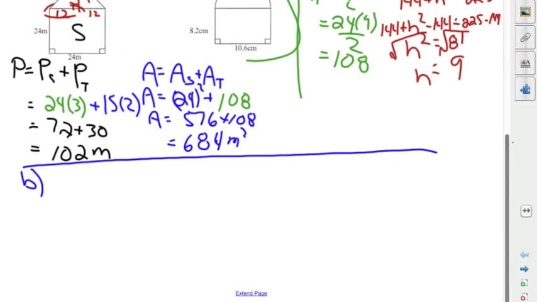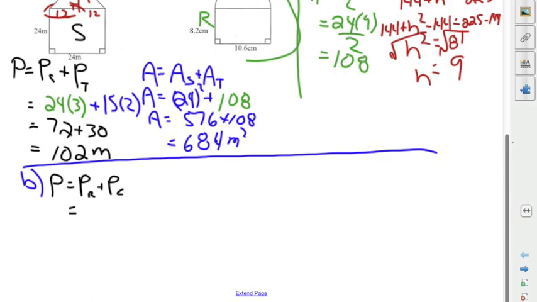So I'm going to label this again. So I'll call this R, and I'll label this one C. So perimeter is equal to the perimeter of the rectangle plus the perimeter of the semicircle. So what's the perimeter of the rectangle here? How do we calculate that?